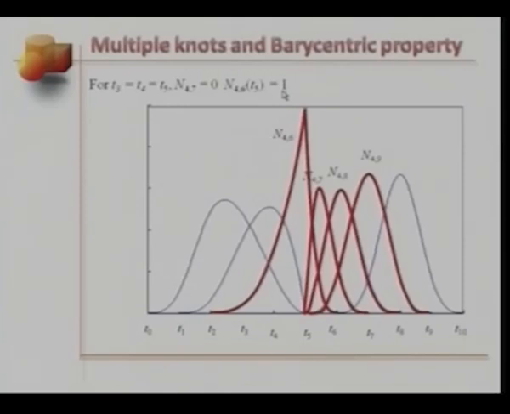How would this help? Now you would observe that the control point associated with N4,6 of t is B2.